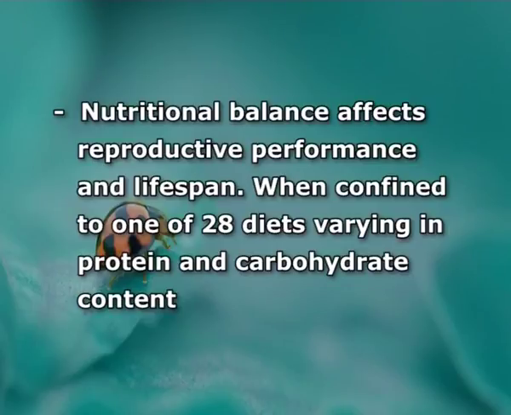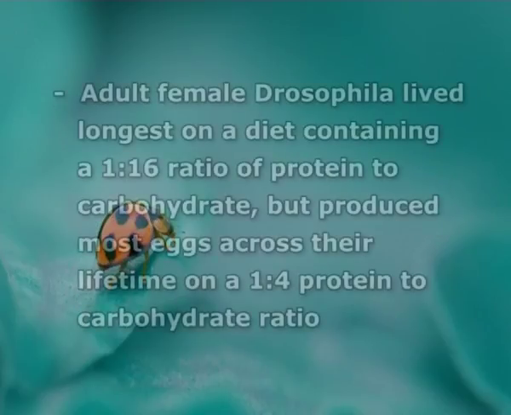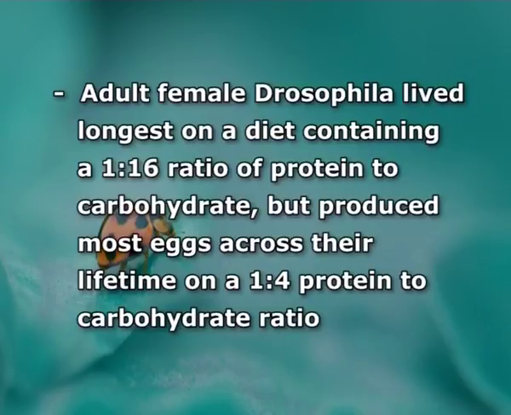When confined to one of 28 diets varying in protein and carbohydrate content, adult female Drosophila lived longest on a diet containing a 1:16 ratio of protein to carbohydrate, but produced most eggs across their lifetime on a 1:4 protein to carbohydrate ratio. When allowed to select their own diet composition, they mixed a diet comprising a 1:4 protein to carbohydrate ratio. Similar differences between lifespan and reproduction are found in crickets, tephritid fruit flies, ants and bees.